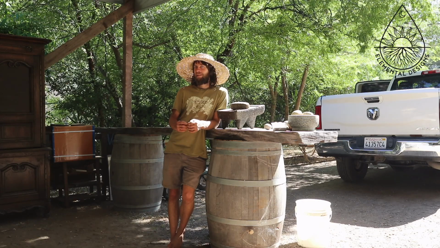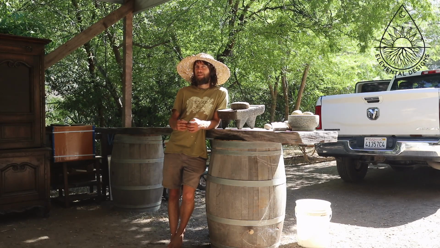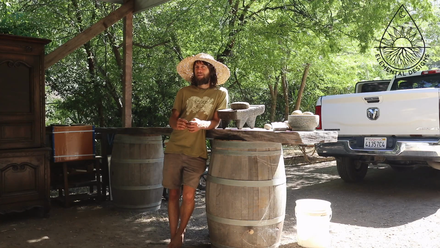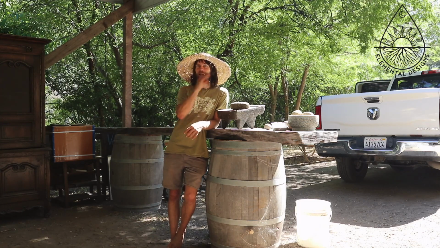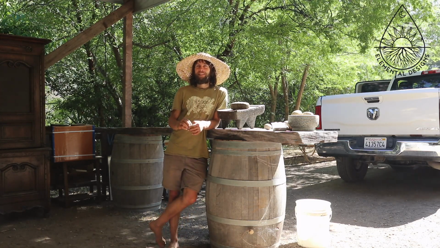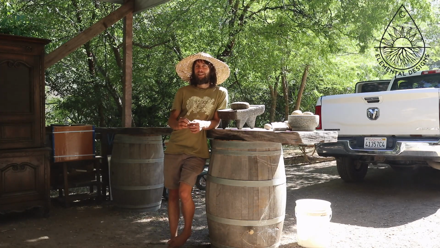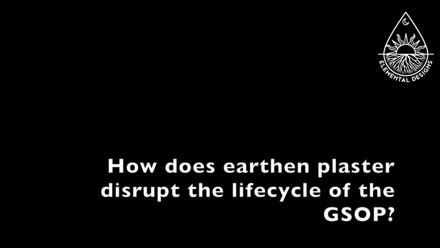So the cambium layer is where the tree circulates all of its like nutrients and stuff? Yeah, nutrients and stuff. And so by disrupting that, that's what does the damage. Yeah.